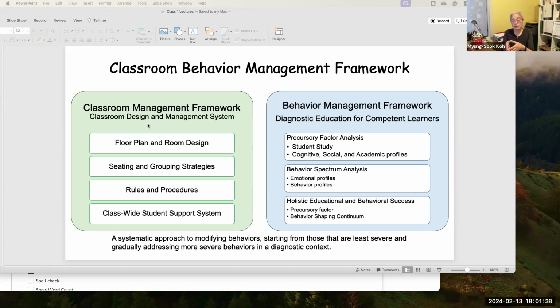So higher executive function, cognition, thinking. So this floor plan, room design, seating arrangement, and grouping strategies are all related to how you're going to run the classroom, right? And then you're going to make rules and procedures. Again, this is a pretty big assignment that I used to give my students, requesting them to design their own classrooms.